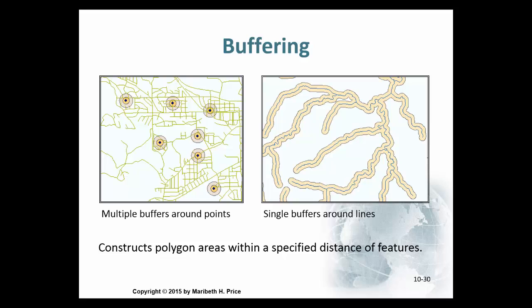Buffering is often combined with overlay to solve a problem. For example, a national forest might be considering adopting a ban on harvesting timber within 200 meters of a road, creating buffers around the road and intersecting the buffers with a timber map. This could help managers estimate the total amount of timber rendered not harvestable by such a ban.